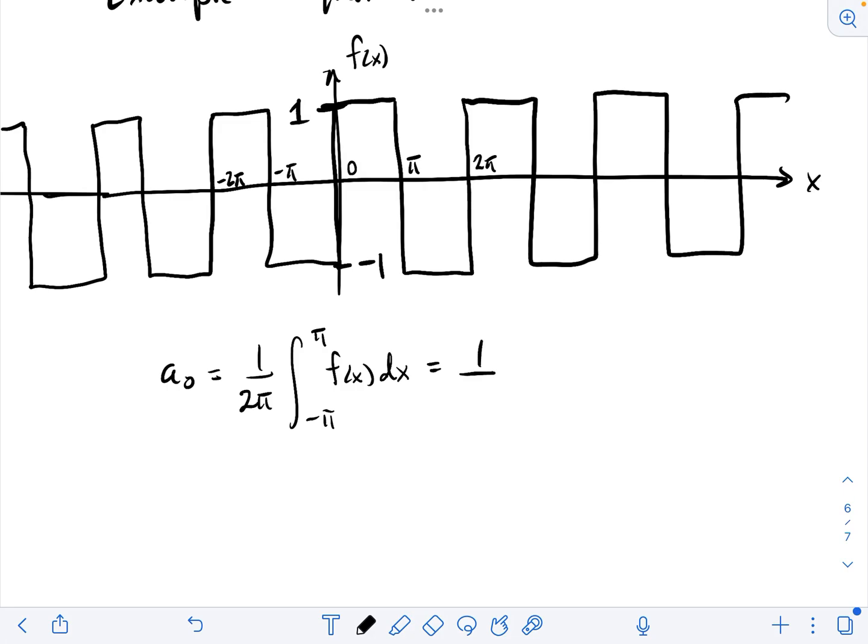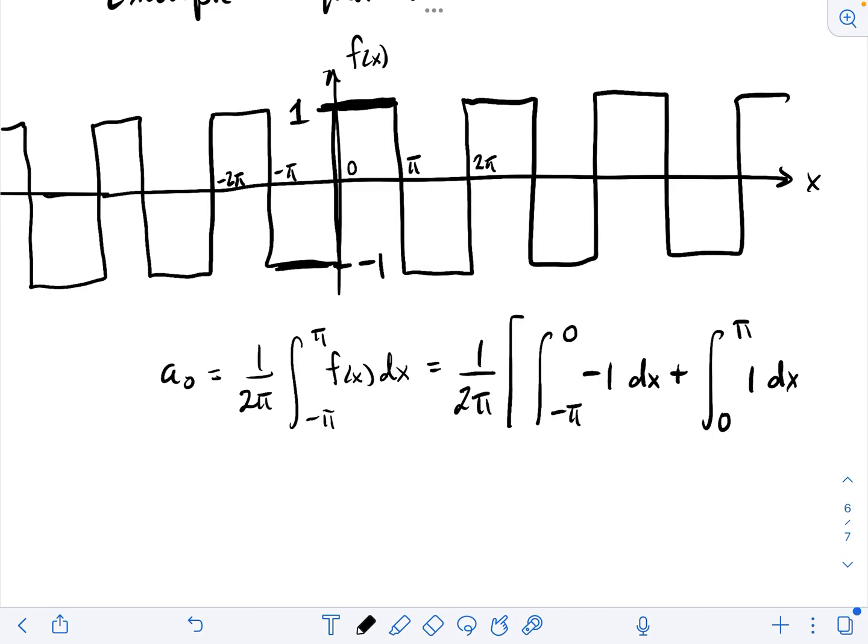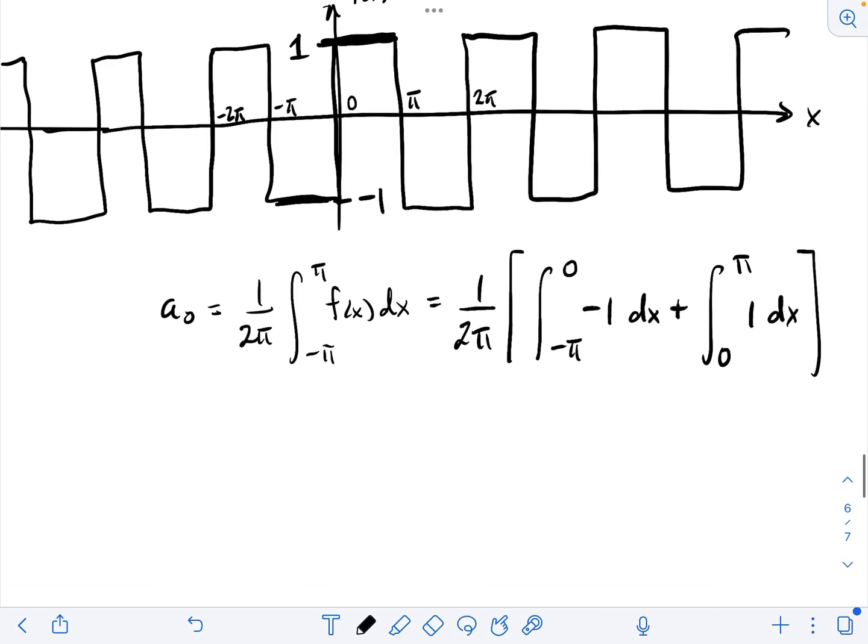So we'd have 1 over 2 pi, and then we could integrate from minus pi to 0. And on that interval, f of x is just equal to -1. And then we would integrate from 0 to pi. And on that interval, f of x is just equal to +1. Okay, so that's equal to 1 over 2 pi times, let's see, we'd get minus x from, I don't want to make a sign error, so I'm going to write this out a little bit. And then this would be x from 0 to pi.